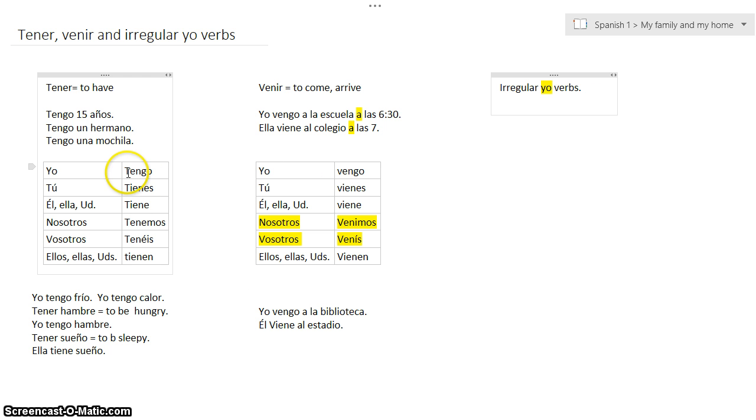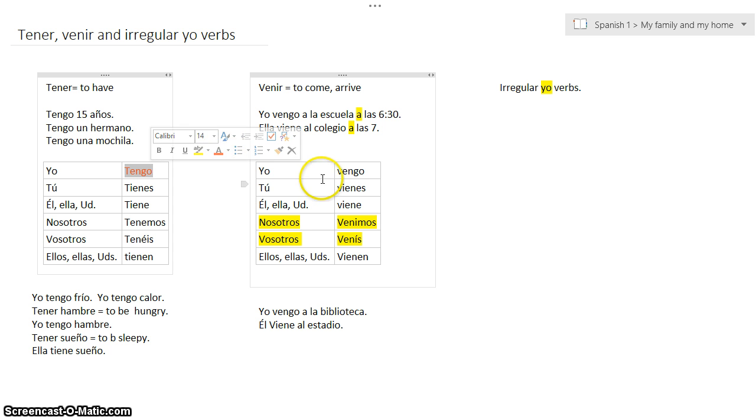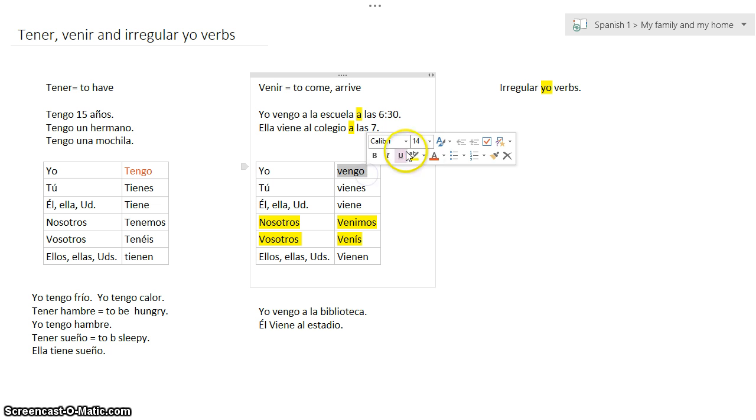And I put all these together because tener is an irregular yo verb. What's weird about it? Well, that G. Where does that G come from? Venir is an irregular yo verb. Where does that G come from? A bunch of irregular yo verbs are G verbs. So I'm going to give you a bunch of examples. Again, these aren't memorized. Go back, study those there, rehearse those, practice them.